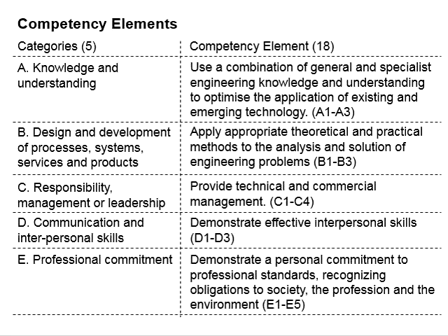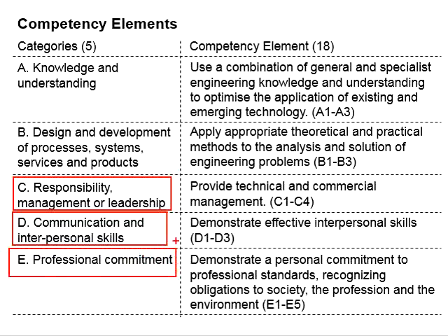So in summary, there are 18 competency elements that you need to fulfill in order to be eligible to become a professional engineer, which cover broader aspects in 5 categories, from the knowledge and understanding, and the ability to solve and develop solutions, as well as some personal qualities in terms of leadership, responsibility, management, ability to communicate and work with other parties, and also your professional commitments.